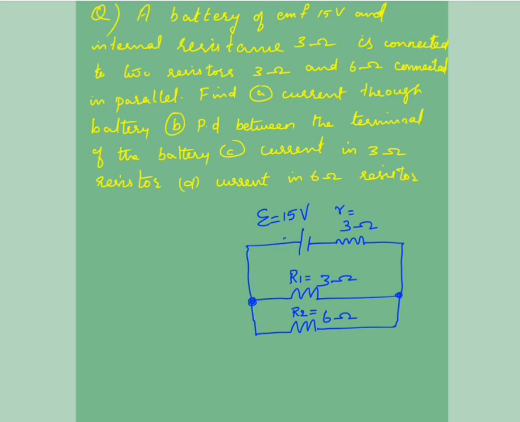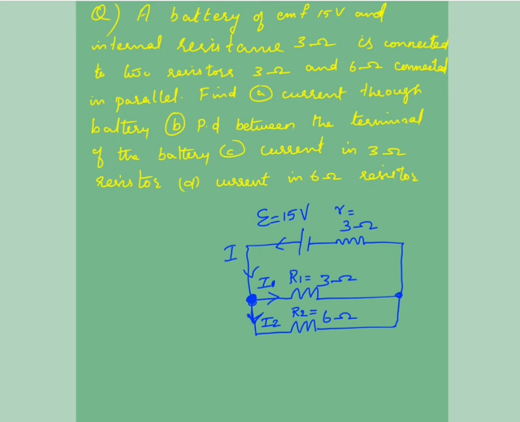Okay, now we'll go to the first question, that is to find the main current through the battery. You can see that the current is coming from positive to negative. You can name the main current as I, then the split currents as I1 and I2. I1 is the current passing through R1, and I2 is the current passing through R2.